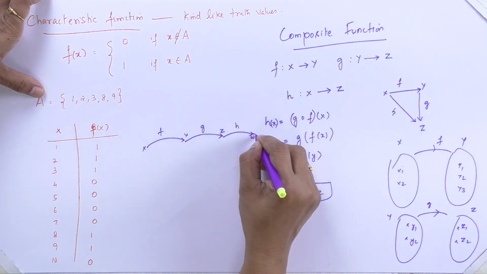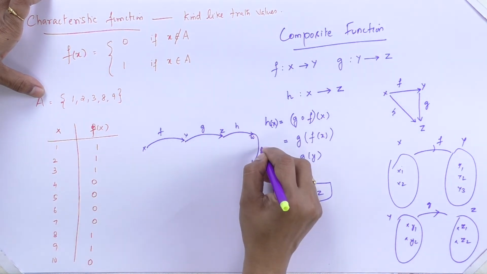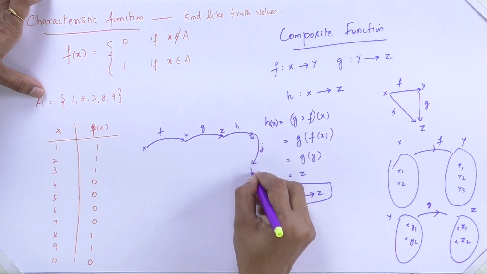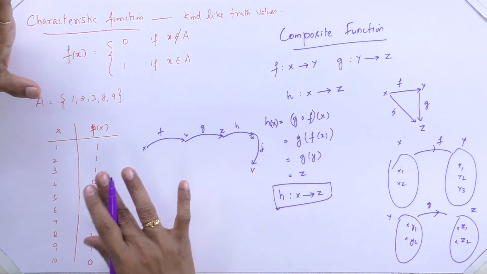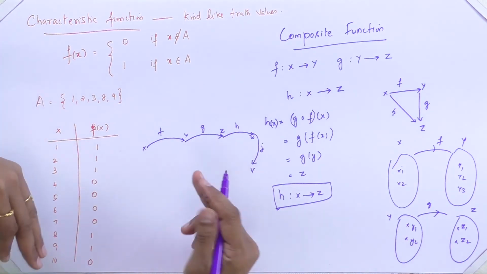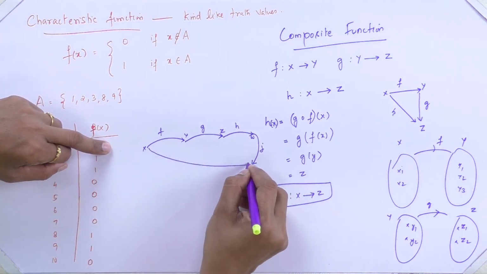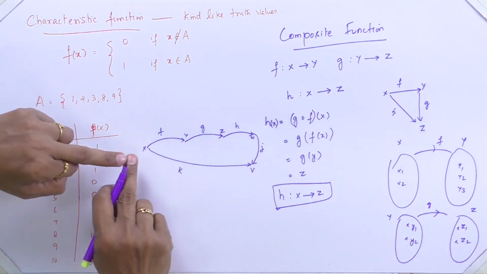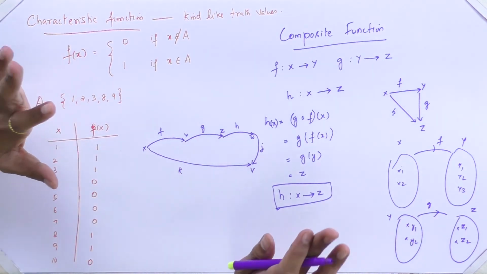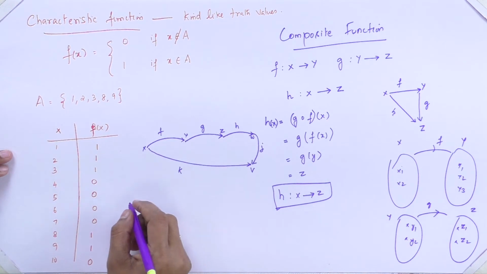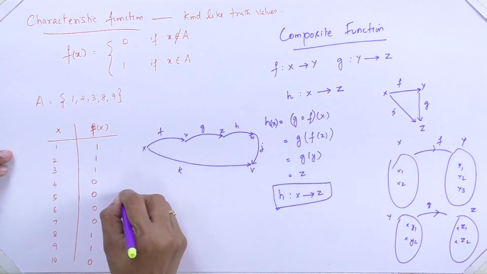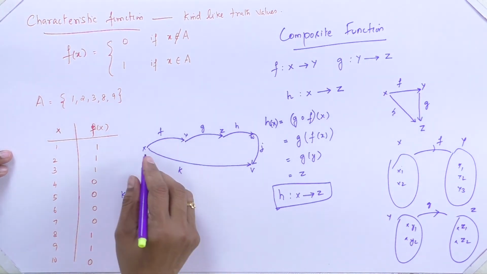So I can have some more functions also. Let J be a function from W to V. Now, do we have a composite, or what is the composite of this? That we'll have to see. Let the composite function be K. Will it be from X to V? That we'll have to check. So now K is equal to, we'll start with X.